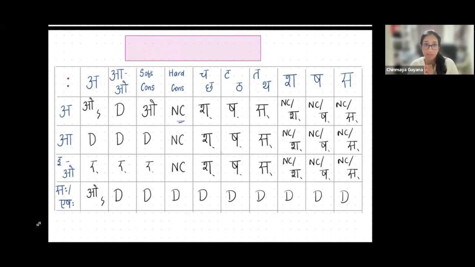Please don't print my table and call it yours. Please write it yourself.